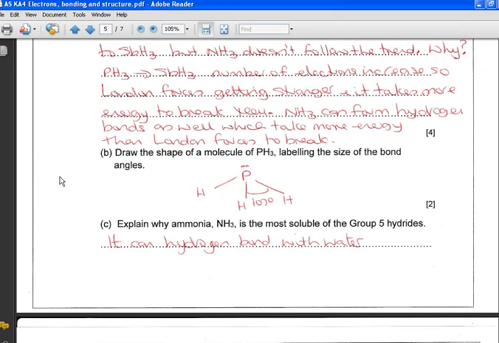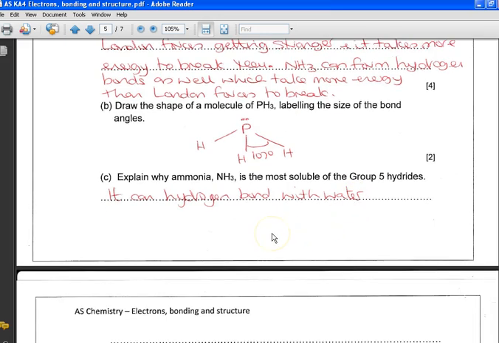Next, the shape of a molecule of PH3, labelling the size of the bond angle as well. It's got 5 electrons in group 5. It's making 3 bonds, so it must have a lone pair. So it's 4 lots of pairs of electrons around the central atom, but one of them is a lone pair. So it's squashed in from our tetrahedral 109.5 to 107 degrees.